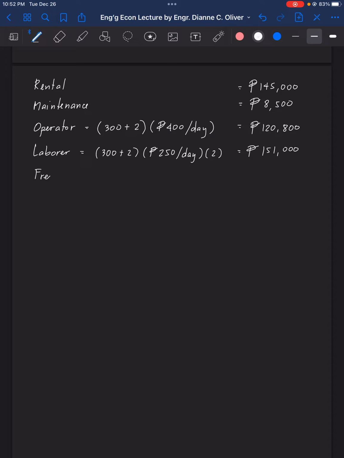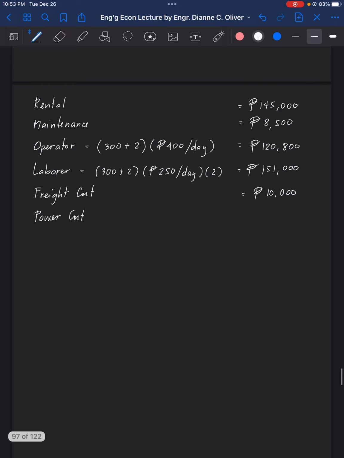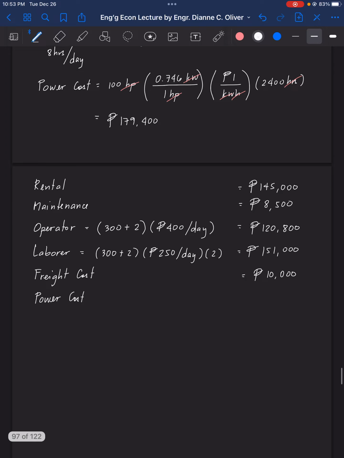So freight cost is equal to the total of 10,000 pesos. Then don't forget the power cost that we computed a while ago. Power cost is 179,400.